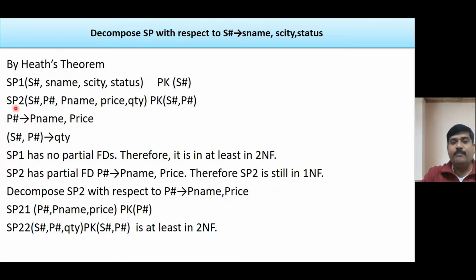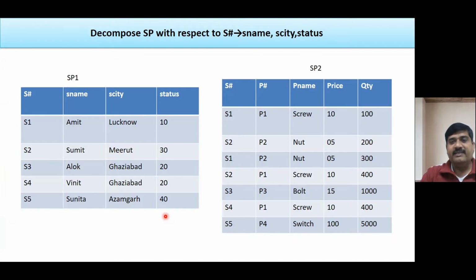Now we have to again decompose SP2 into SP21 and SP22. In SP21 we will keep P number, P name, price, and in SP22 we will keep S number, P number, quantity. The primary key of SP21 is P number, and the primary key of SP22 is S number, P number. So here there is no partial FD. We can say that now SP22 is at least in second normal form, and SP21 is also in second normal form. In this way, all the tables are in second normal form.